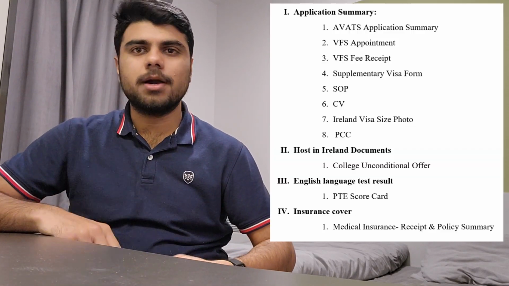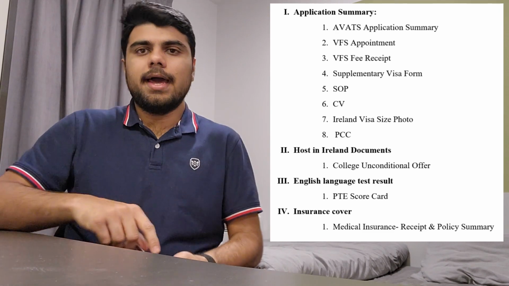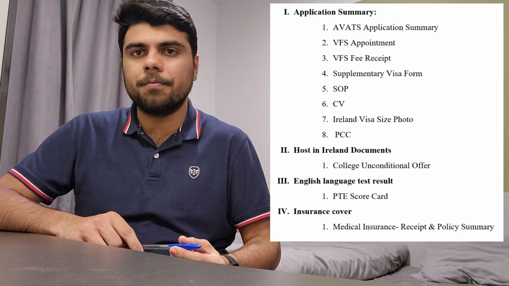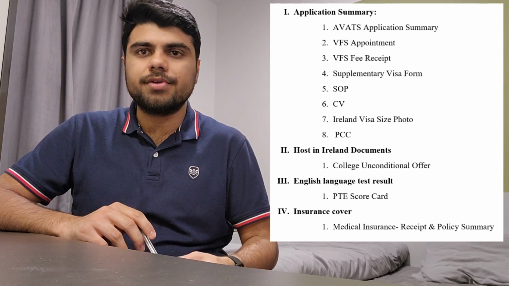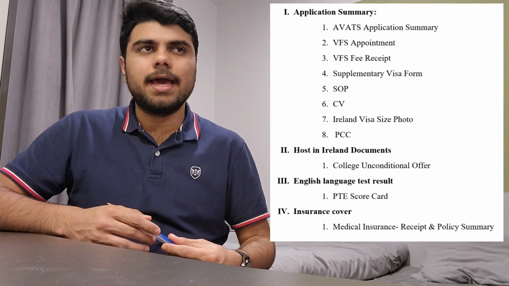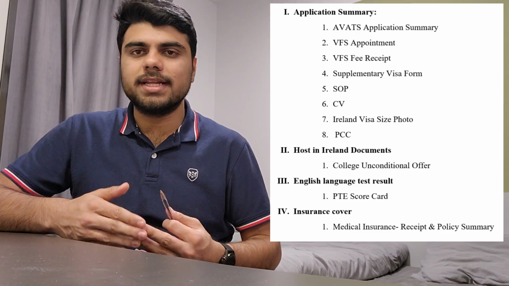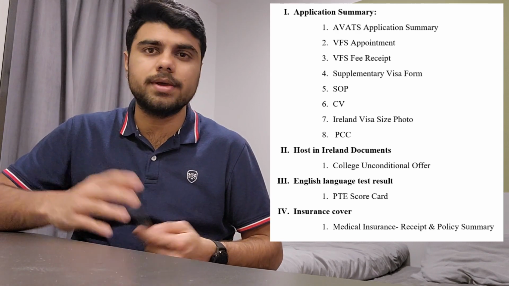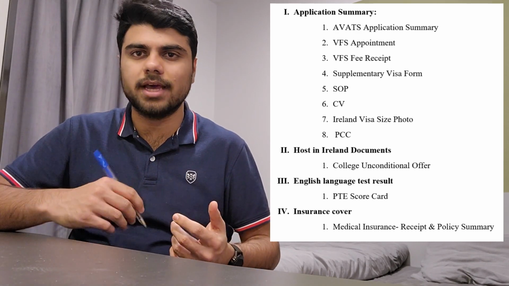So firstly, application summary documents, and the first document in this section is AWAT's application summary form. So AWAT's application summary form is an online form where you need to fill out all your details, and once you fill out all your details and submit it, you'll get a final form, which is a 2-page PDF. You just need to print it out and sign on that.